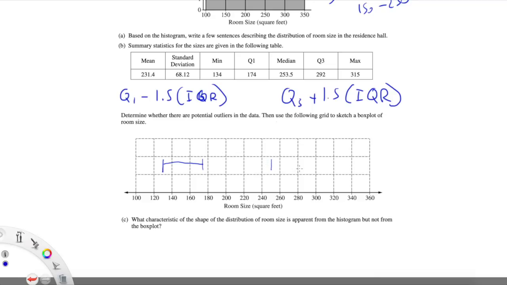The Q3 at 292 here. And then the max at 315, which can be right around here. So that line will connect there, and then these three are going to be our box right there. That's it, simple as that. We have a box plot.